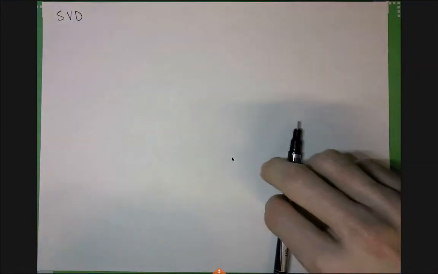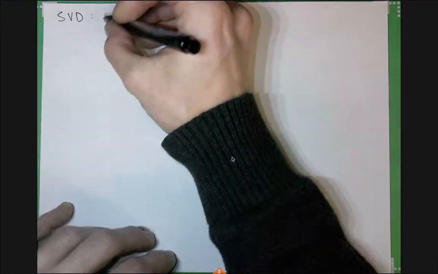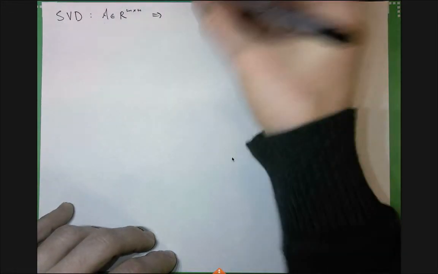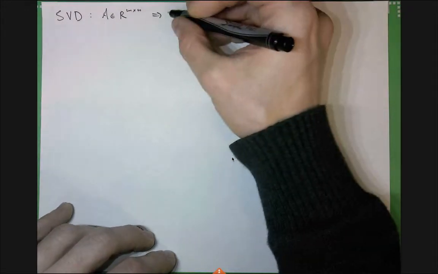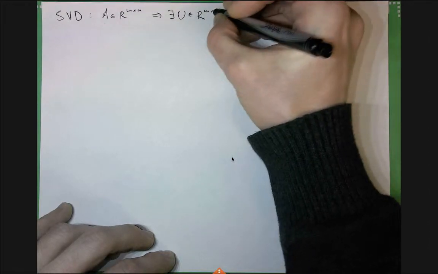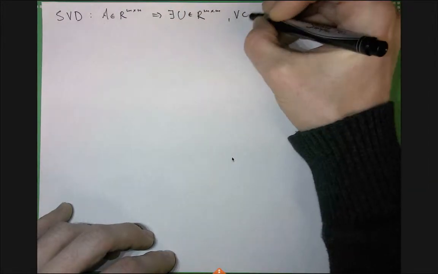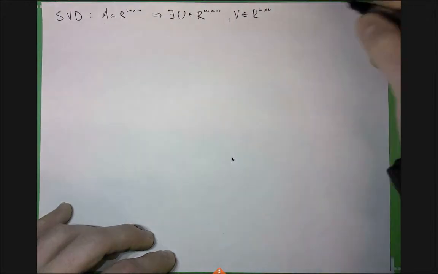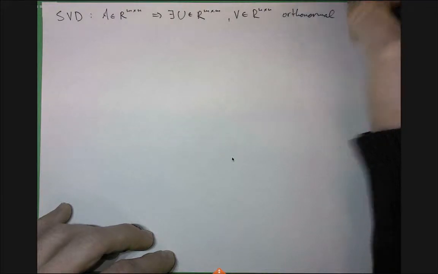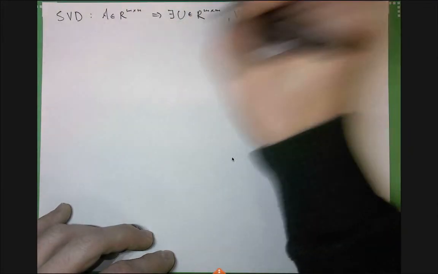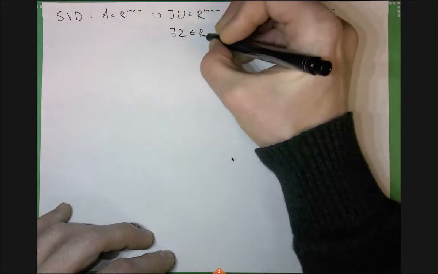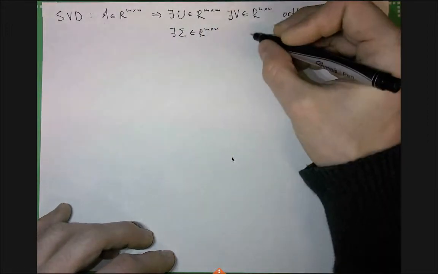All right. If I formulate SVD as a theorem, then it says that if I take an arbitrary real matrix, then there exists a matrix U in R^(m by m), and a matrix V in R^(n by n), so they are square, and they are both orthonormal. And there exists a matrix sigma, which is a little bit funny, an m by n matrix, and it has this form.